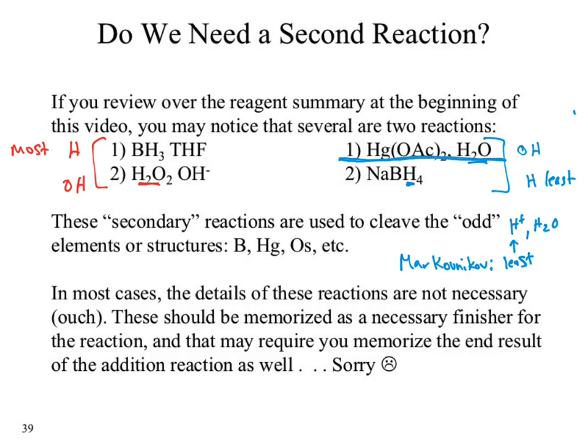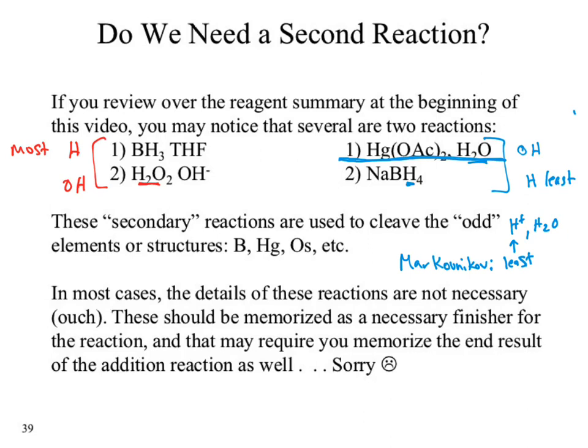No, you got it. Markovnikov says the hydrogen goes to the least substituted position. So if we look at the acid and water, it's a Markovnikov addition. If we look at the mercury reagent, it's a Markovnikov addition. If we look at the boron reagent, it's not Markovnikov. You will hear anti-Markovnikov referenced.